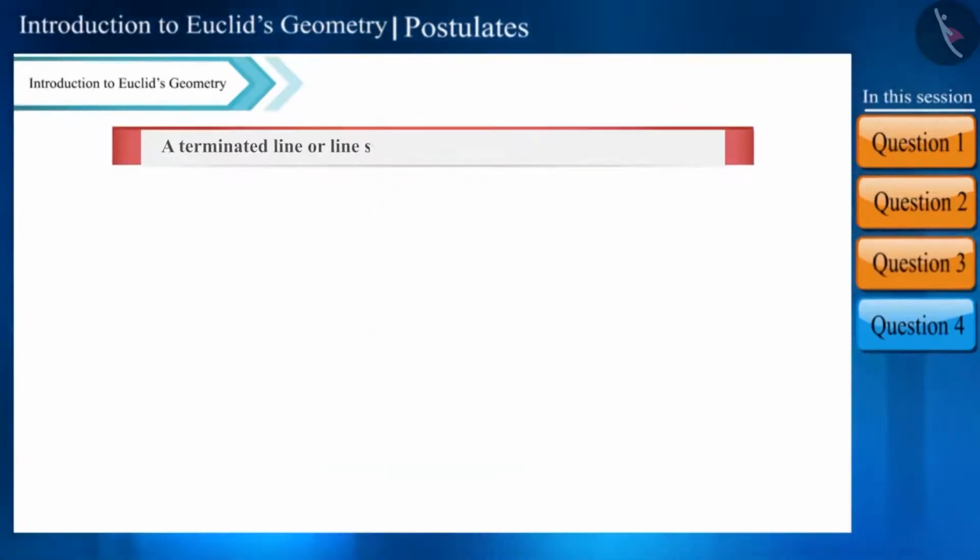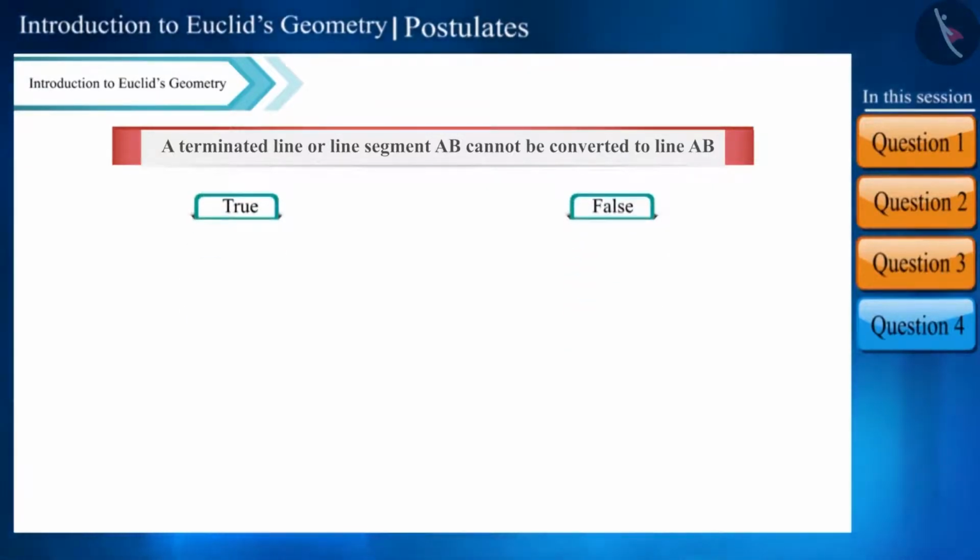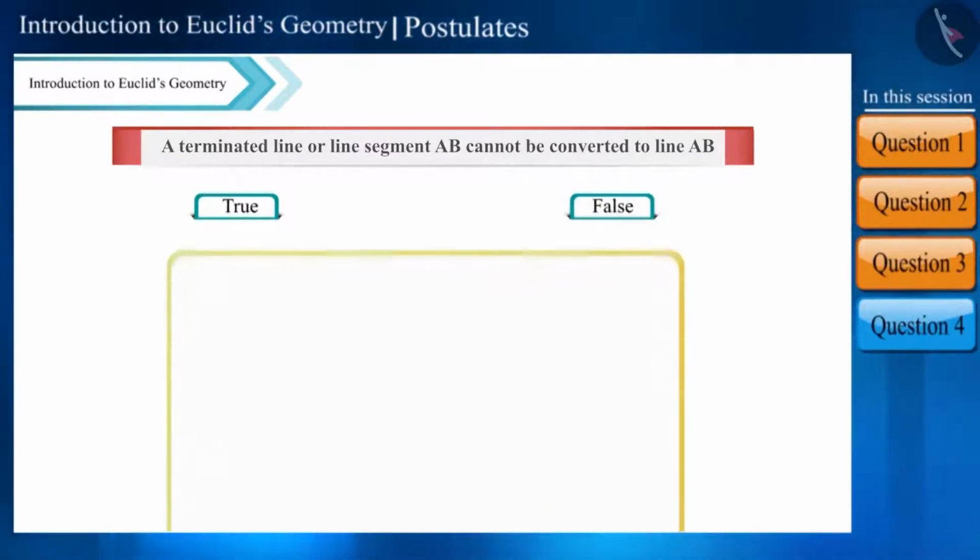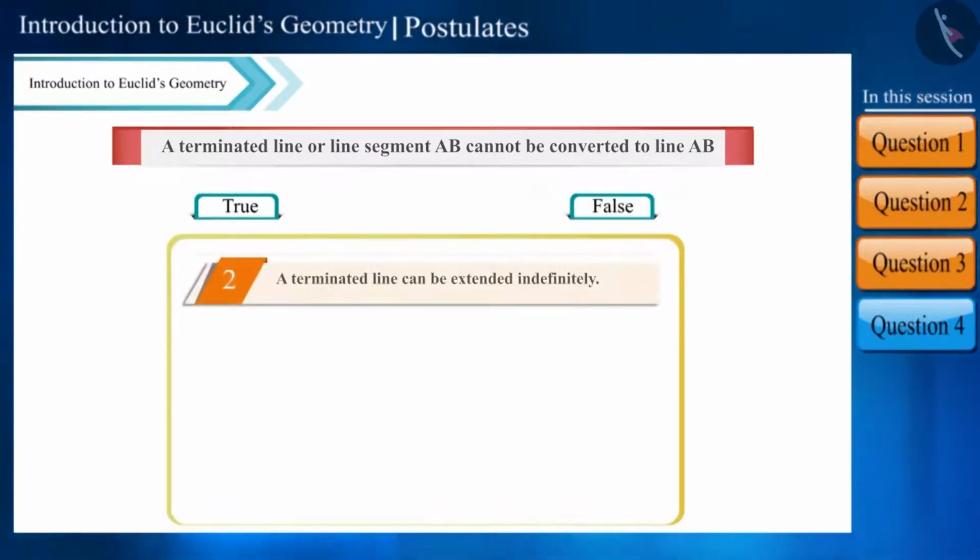A terminating line or line segment AB cannot be converted to line AB. Is this statement true? Friends, according to the second postulate of Euclid, a line segment can be increased indefinitely. This means we can extend the line segment AB indefinitely, and an indefinitely increased line segment is a line. Therefore, this statement is false.